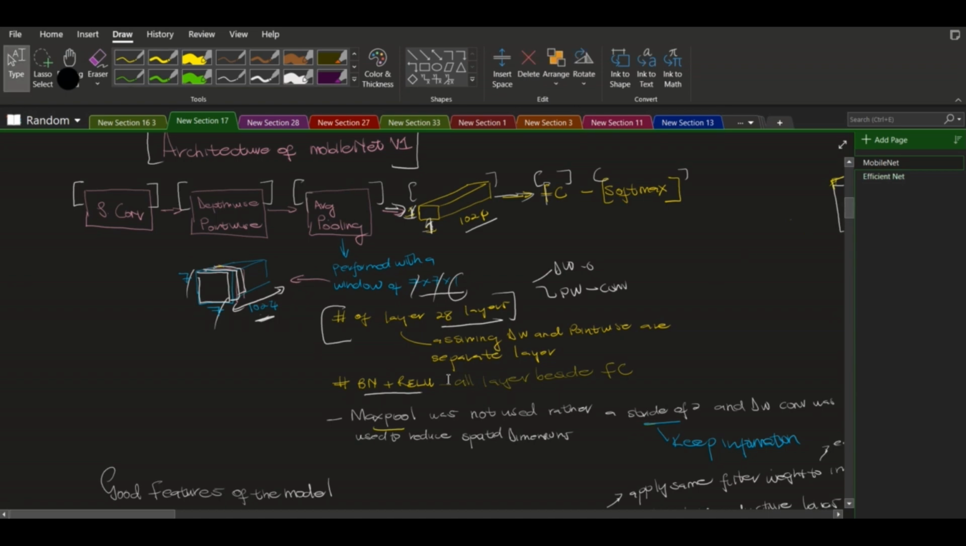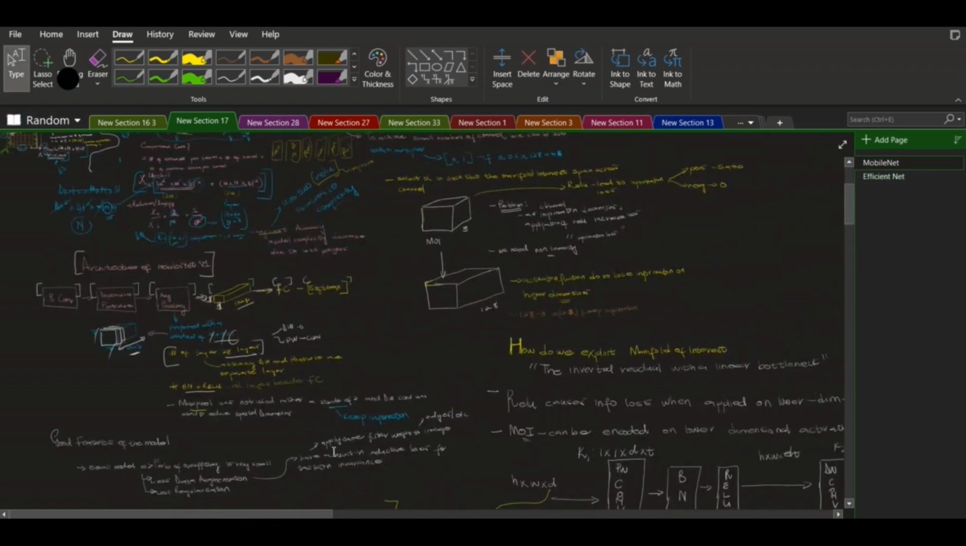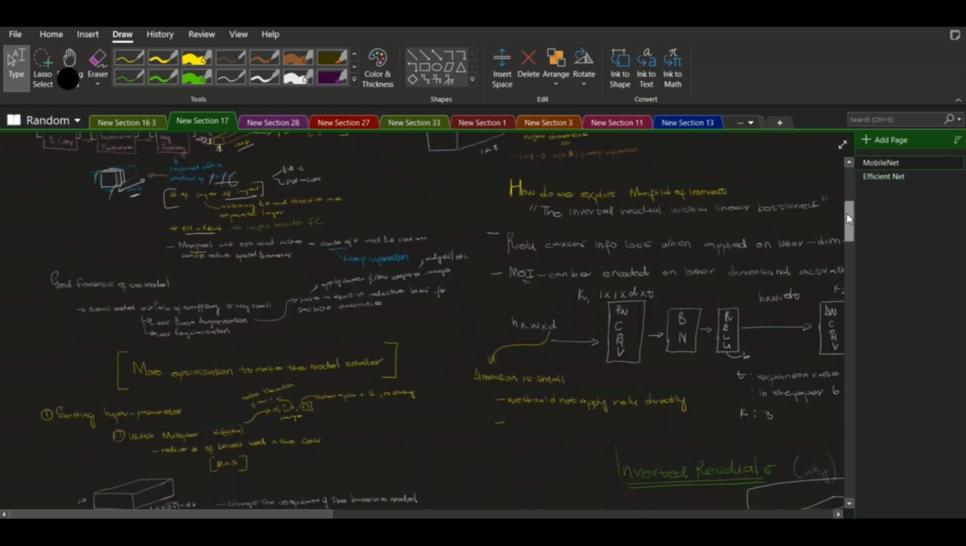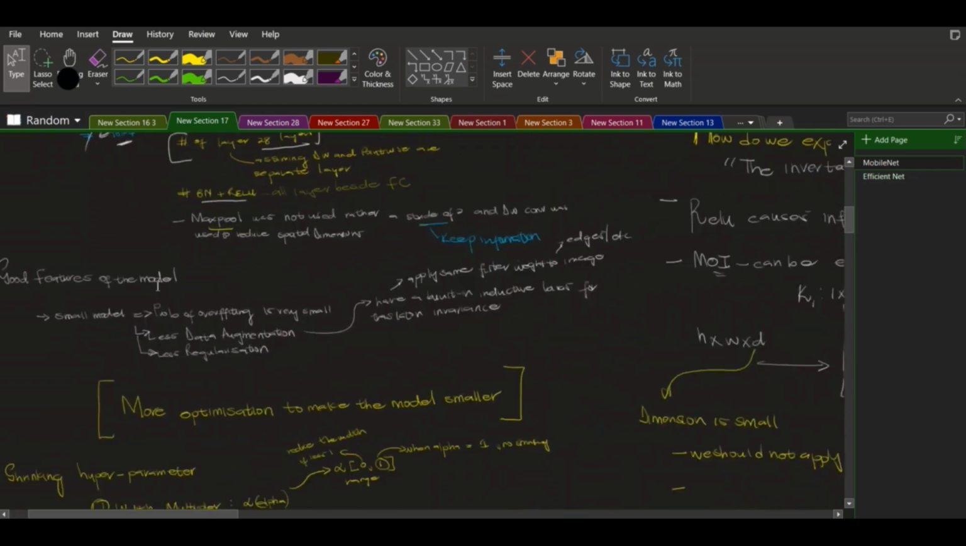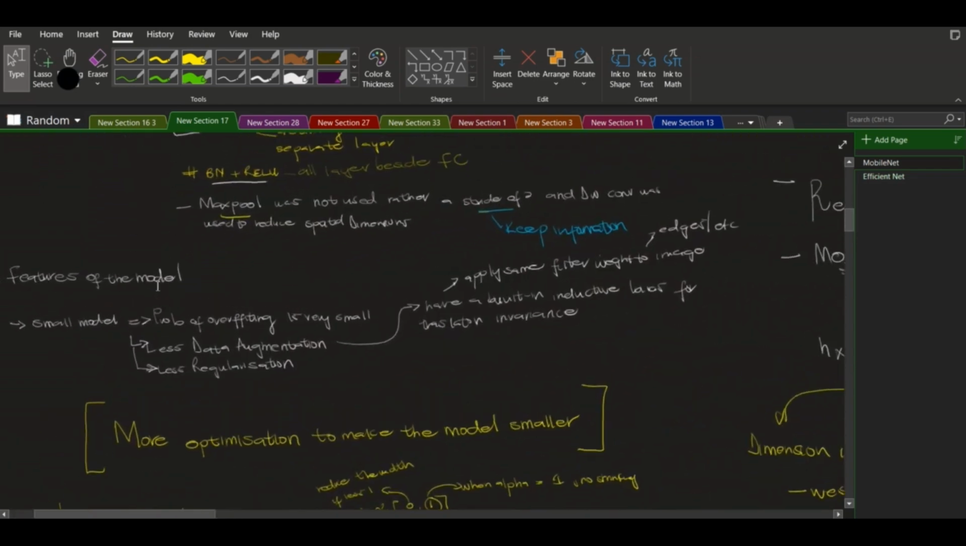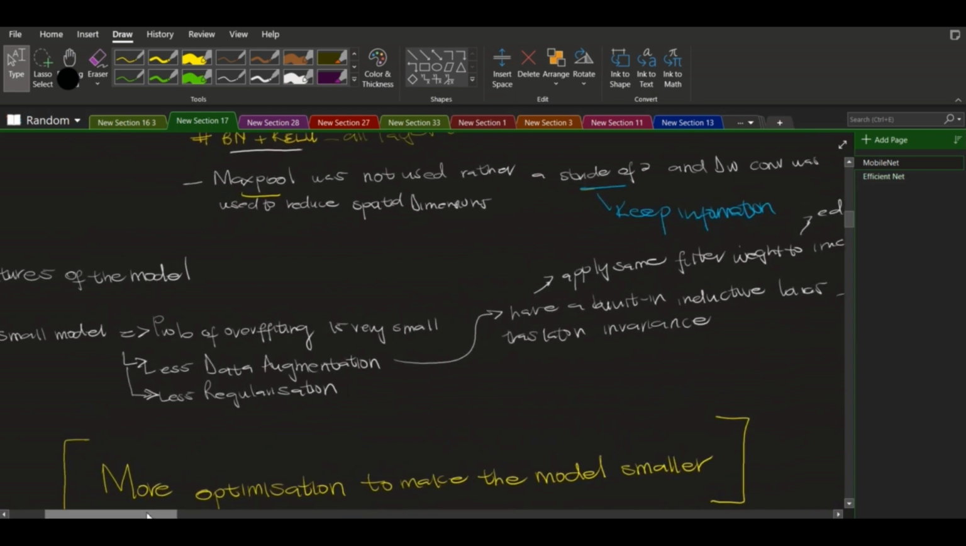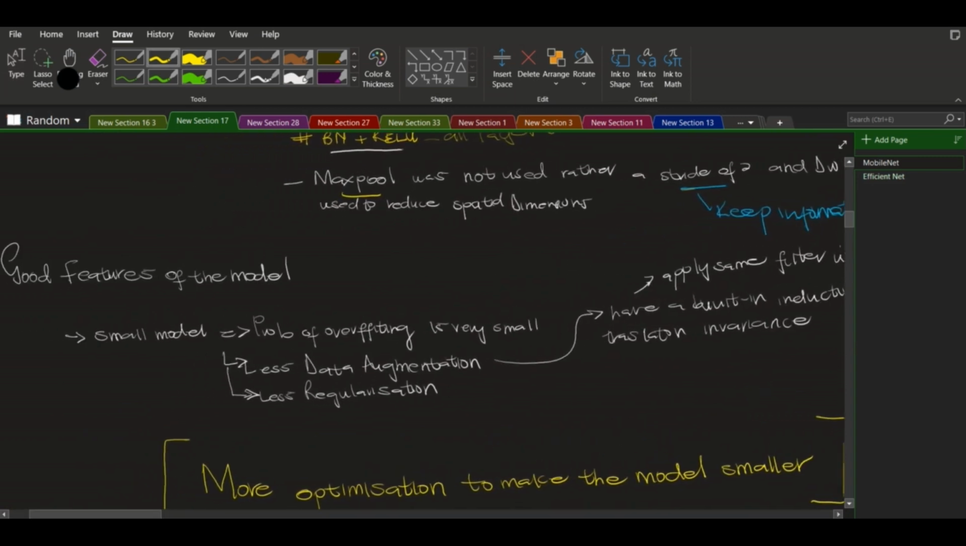Okay, so now let's look into some of the good features that this model has, the architecture that we discussed. The author stated that the model wouldn't overfit, meaning that the probability of overfitting was small. They had less data augmentation.